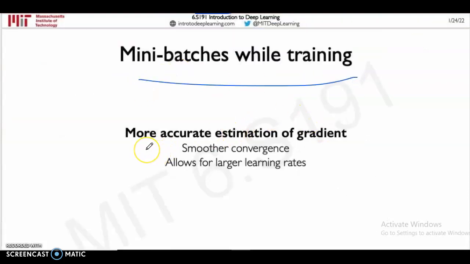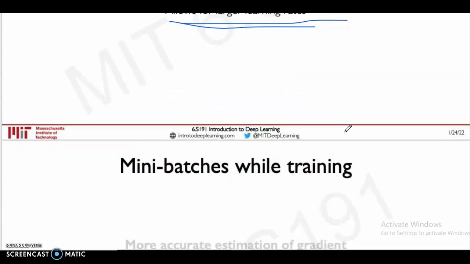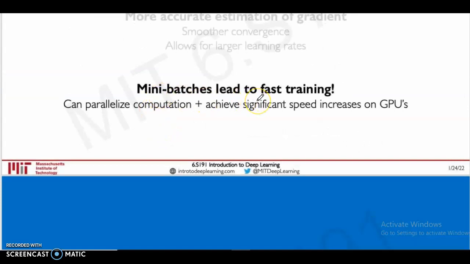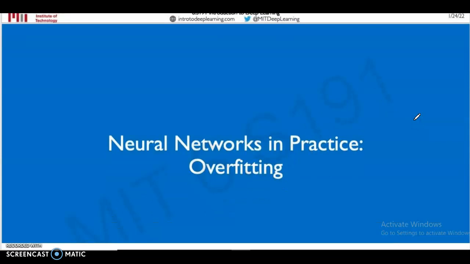Mini-batches give a more accurate estimation of the gradient. Smoother convergence allows for larger learning rates. Mini-batches lead to fast training, can parallelize computation, and achieve significant speed increases on GPUs.